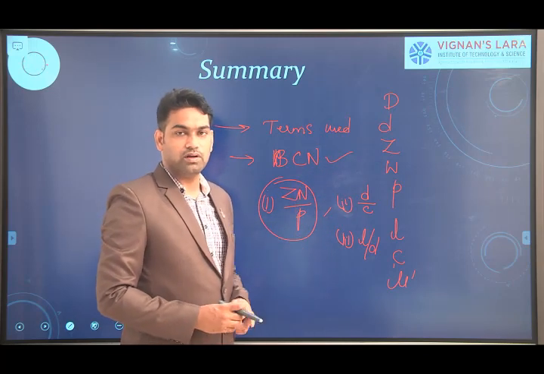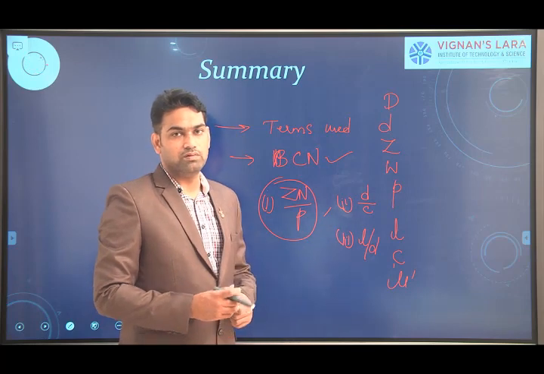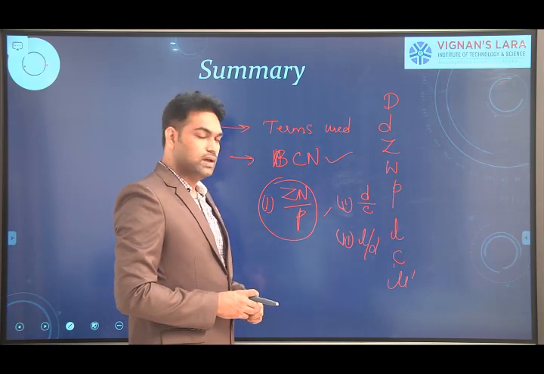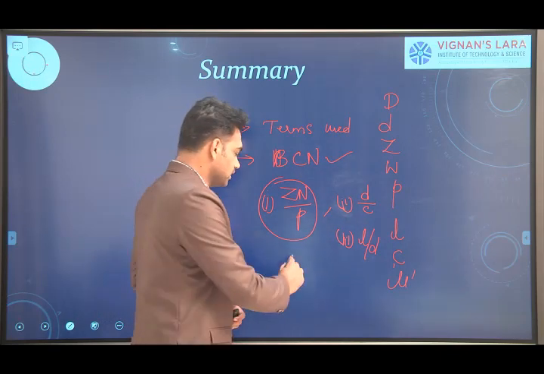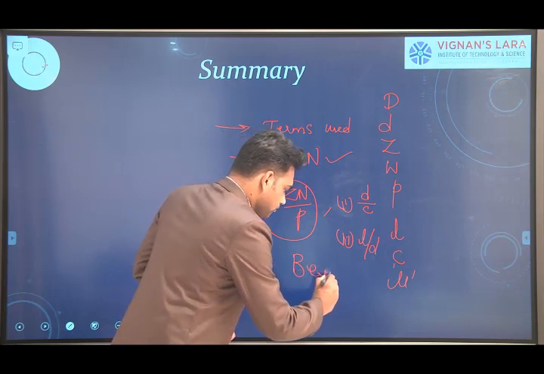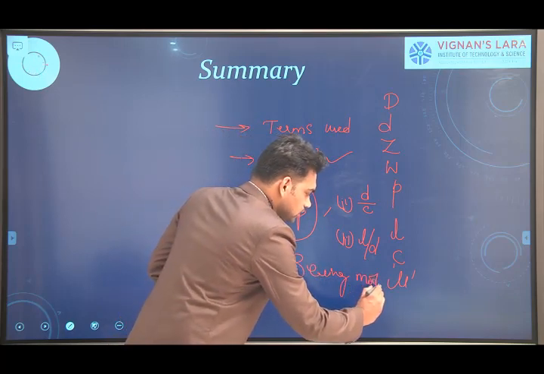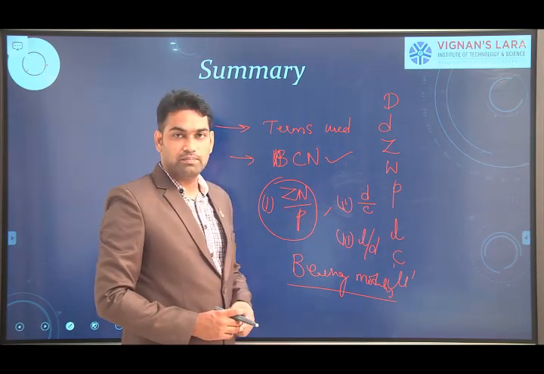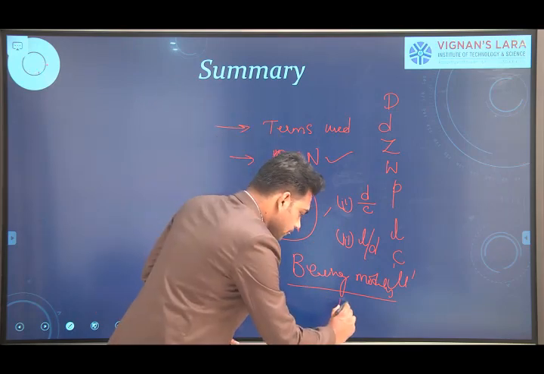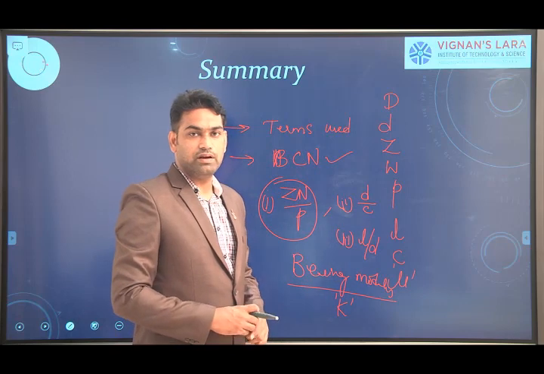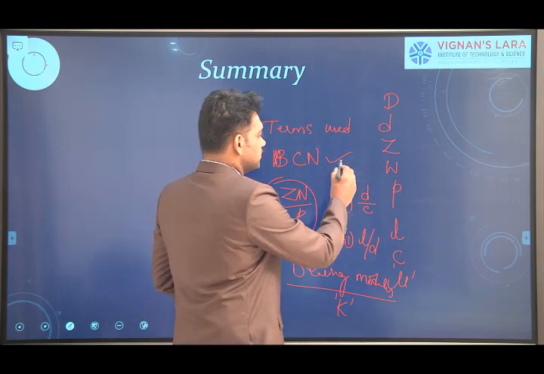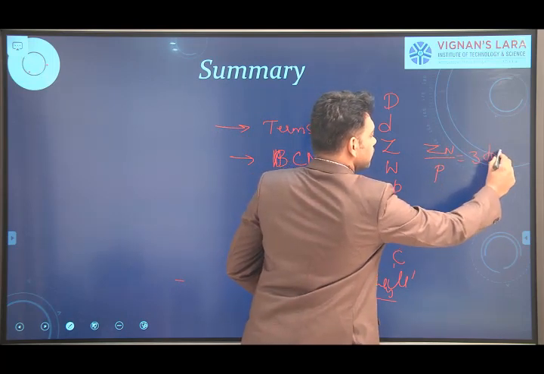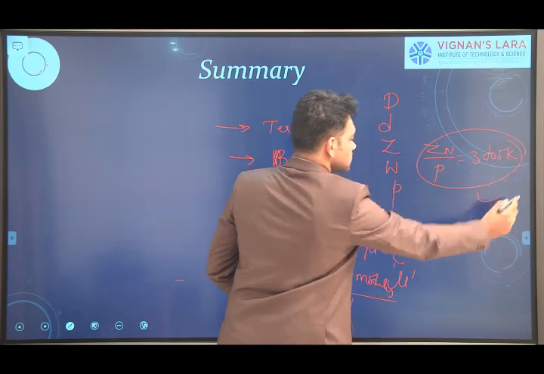We discussed the effect on coefficient of friction with respect to Zn by P using the Stribeck curve, with a simple example. The minimum value of bearing characteristic number, where we obtain the minimum value of friction, we call the bearing modulus, and it is denoted by capital K. For safe operation of the bearing in the thick film region, the bearing characteristic number, the Zn by P value, should be kept at 3 to 5 times the bearing modulus.